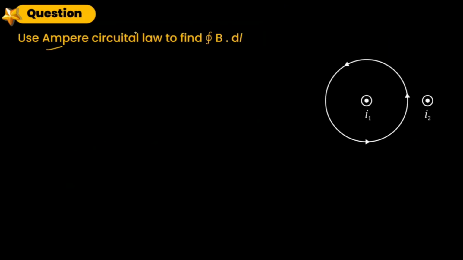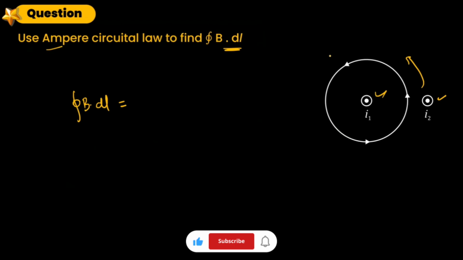So use Ampere's circuital law to find B dot dl. Now there are two values of current. What does this dot represent? What did I tell you about this dot?